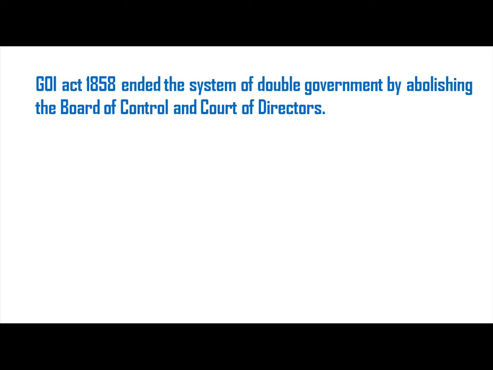Right. So this Board of Control and Court of Directors have been abolished. Means the double government has been abolished in the Government of India Act 1858. So tomorrow you may get a question like, when were the Board of Control and the Court of Directors abolished? It was abolished during the Government of India Act of 1858.